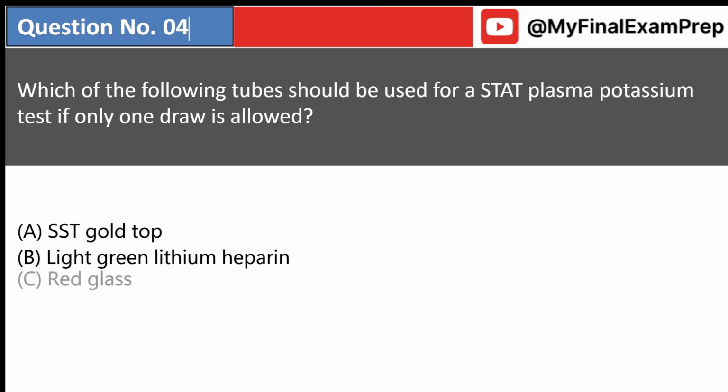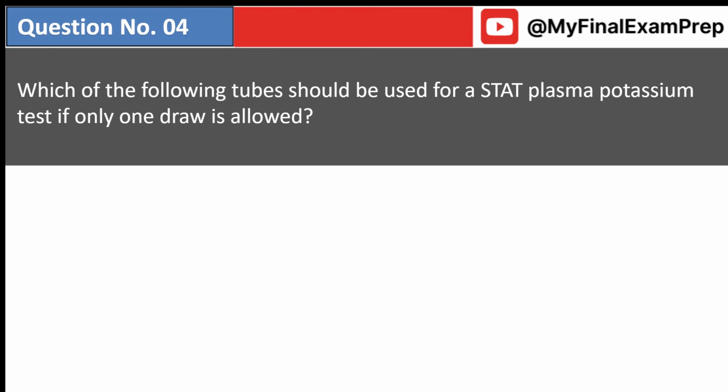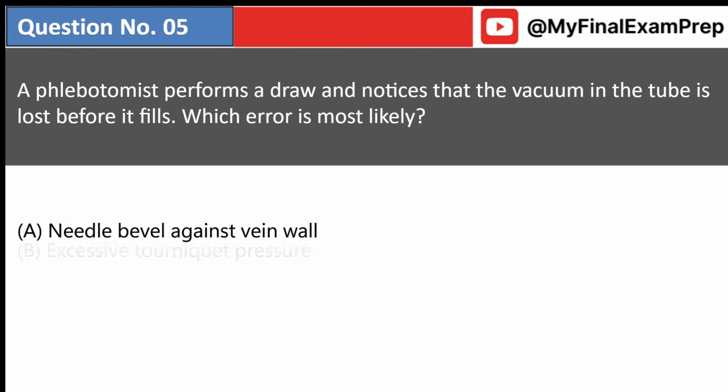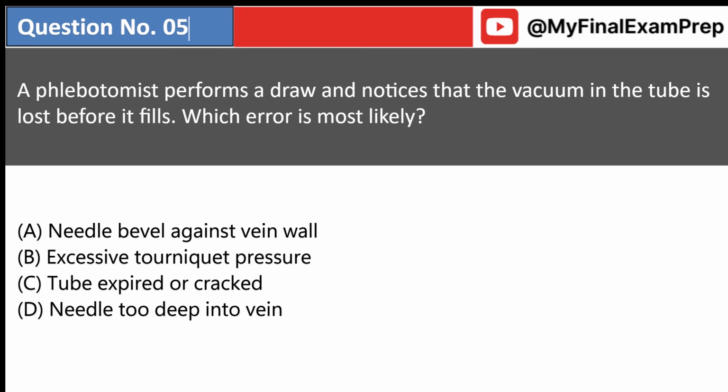Which of the following tubes should be used for a stat plasma potassium test if only one draw is allowed? A. SST gold top. B. Light green lithium heparin. C. Red glass. D. Gray fluoride. Answer: B. The lithium heparin tube produces plasma rapidly and prevents clotting, allowing for immediate centrifugation and testing, essential for stat electrolytes like potassium.